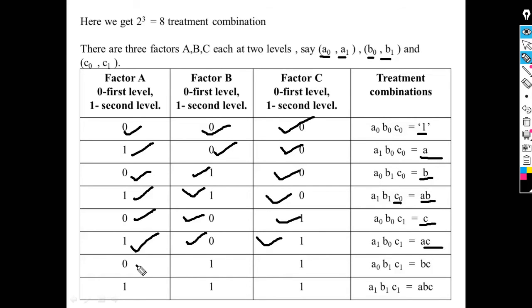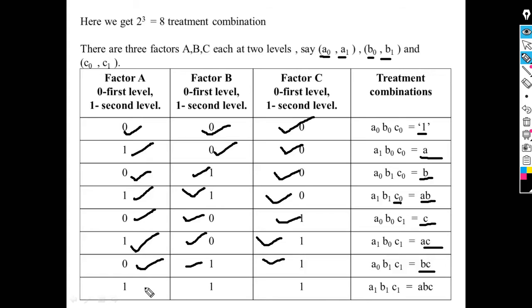The next treatment combination is factor A at first level, and factor B and factor C at second level. So we get A0, B1, C1, which can be written as BC. This treatment combination indicates that factors B and C are at second level and factor A is at first level.